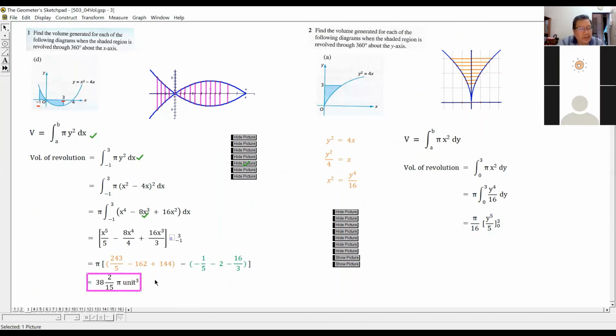When you use your calculator and evaluate the whole thing, it becomes 38 and 2 over 15. Then you combine back with the pi, and the answer is in unit cube. So far, any questions?